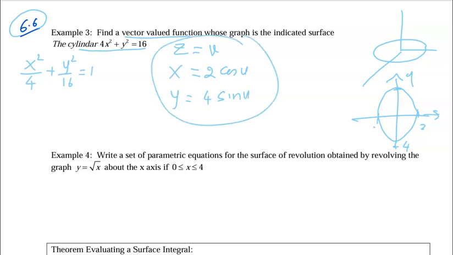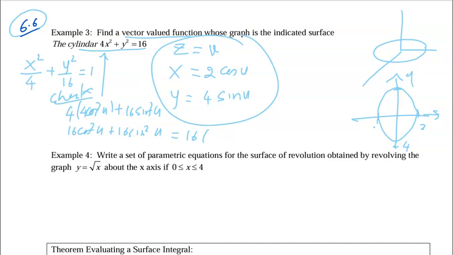Let's check this one. If x is 2 cosine u, that means x squared is 4 cosine squared u, and I'm plugging into the equation, plus y squared is 16 sine squared u. Over 16, that's cosine squared u plus sine squared u, and that's the 1, right? So that will work out.